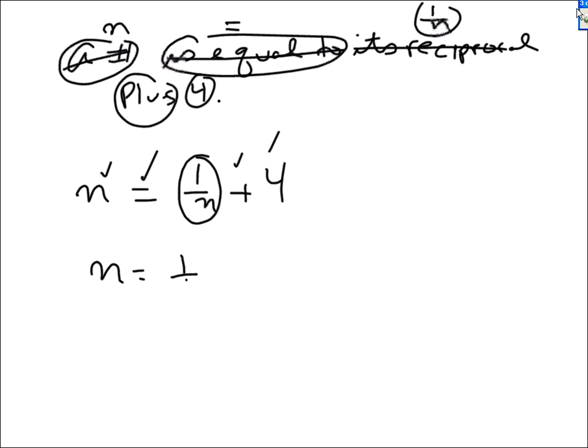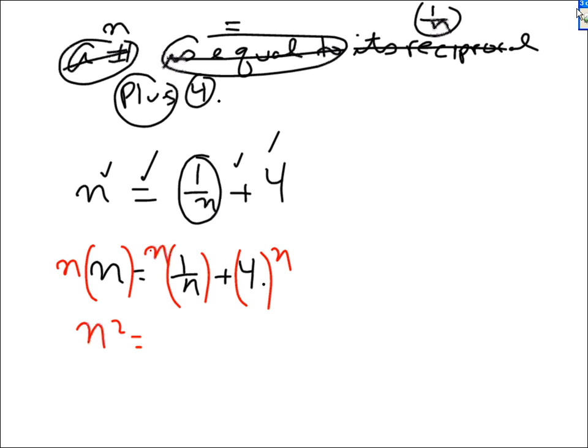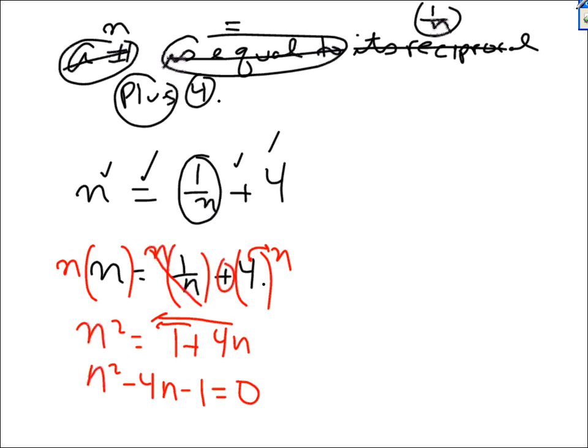n is equal to 1 over n plus 4. This is a quadratic equation. You multiply everything by n, and I'll get n squared equals 1 plus 4n. And bring everything to the left. You get n squared minus 4n minus 1 is 0. Now you try to solve this.